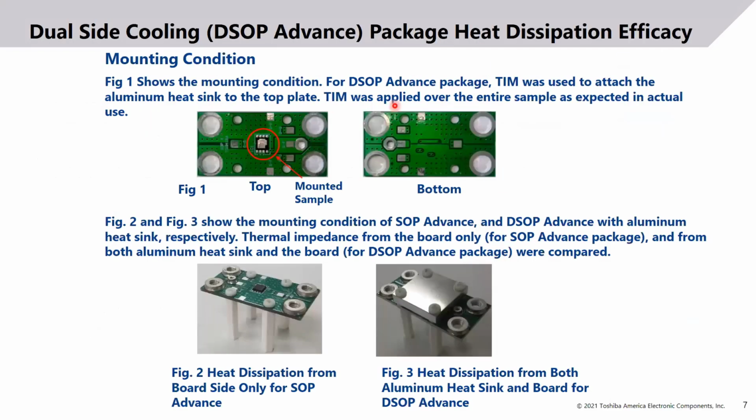Those examples show how the dual side cooling device is mounted on the printed circuit board. The device is mounted on the board, and on the bottom side there is a copper. So the dual side cooling device dissipates the heat from the top side and to the bottom side as well. Those two pictures show the single side cooling device mounted on the board, dissipating heat from the package through the board to the other side, to the copper. On the right side there is a dual side cooling device, and it dissipates heat to the bottom side and also to the top side, where the heatsink is attached.